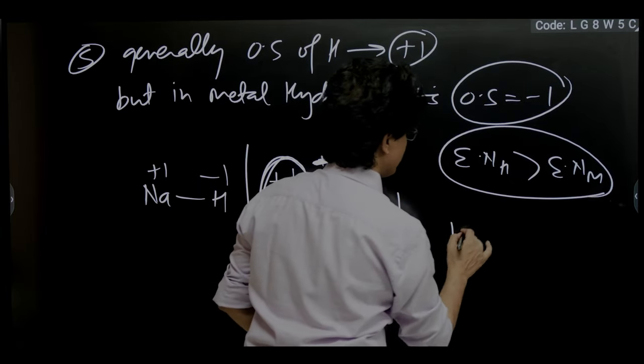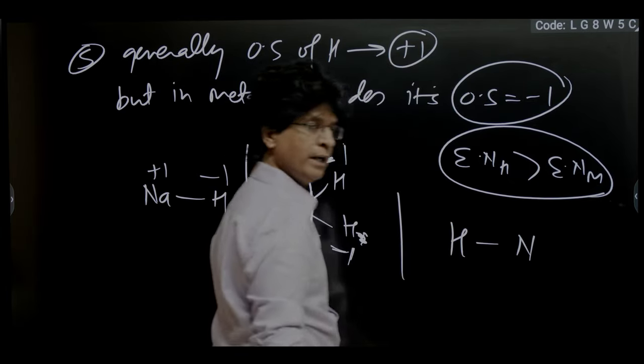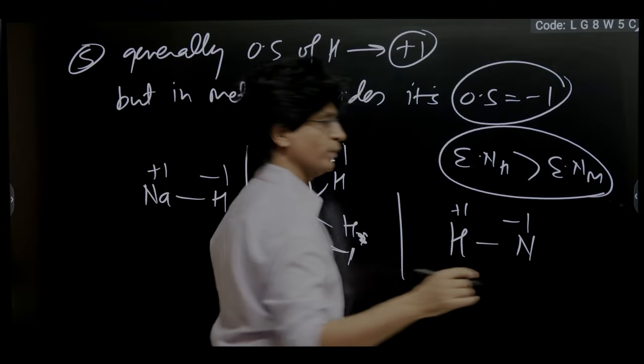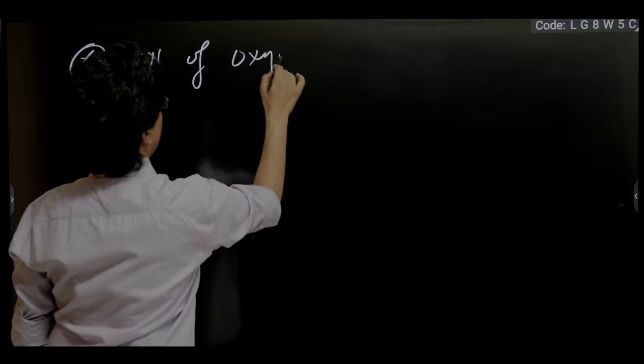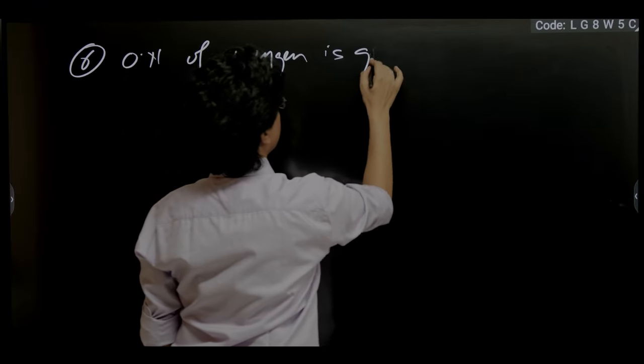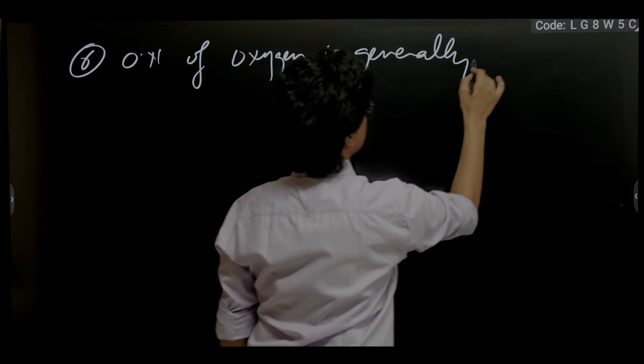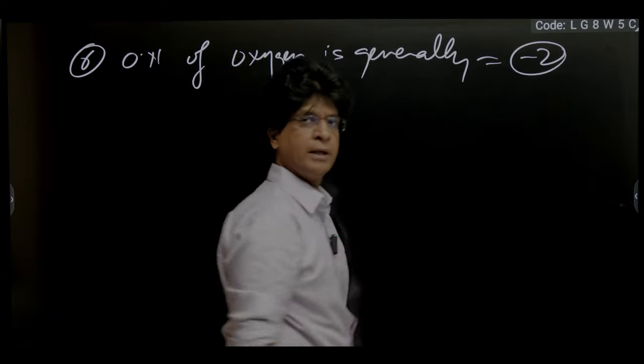For example, if I say an H and N bond, it will be plus 1 on hydrogen and minus 1 on nitrogen. Okay. Next thing, this one is the oxidation number of oxygen. Oxygen is generally how much? Minus 2.